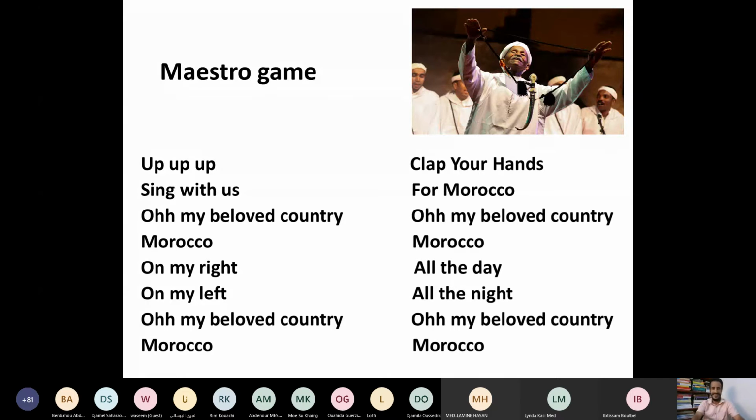Up, up, up, clap your hands, sing with us for Morocco. Repeat. Up, up, up, clap your hands, sing with us. Oh, my beloved country. Repeat. Oh, my beloved country. Morocco, Morocco. On my right all the day, on my left all the night. Repeat it. On my right, on my left, all the night. Very good. Oh, my beloved country. Morocco, Morocco.